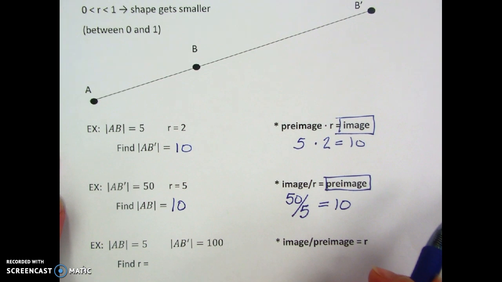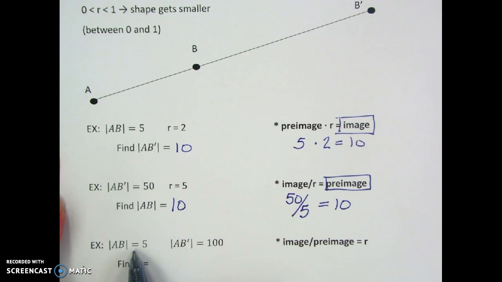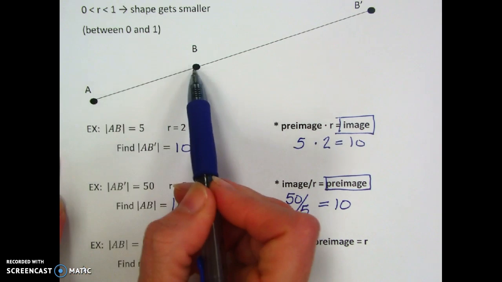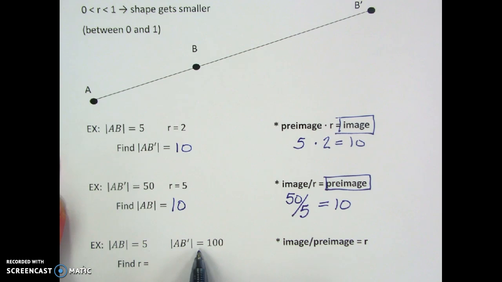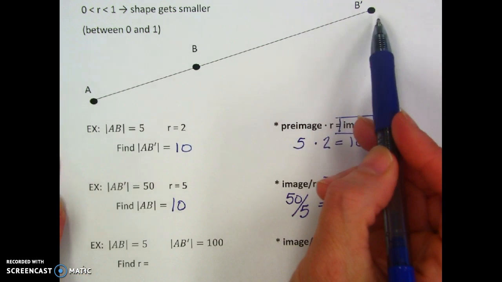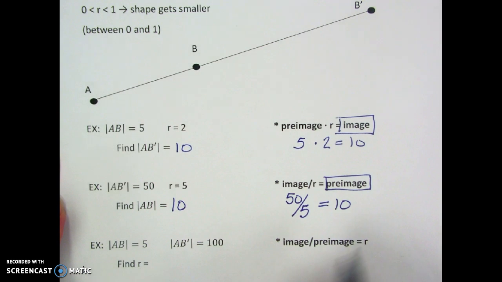And the final one, if we know that the pre-image is 5, and the image, AB prime, is 100, we want to find the scale factor. If we're trying to find the scale factor, we're going to take the image and divide by the pre-image. So our image was 100, divide by the pre-image of 5, gives us a scale factor of 20 this time.